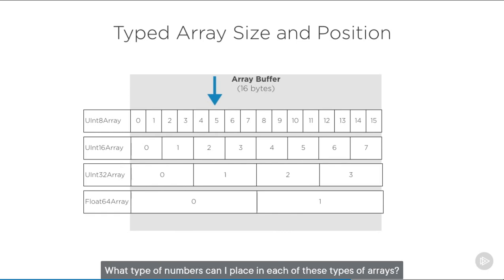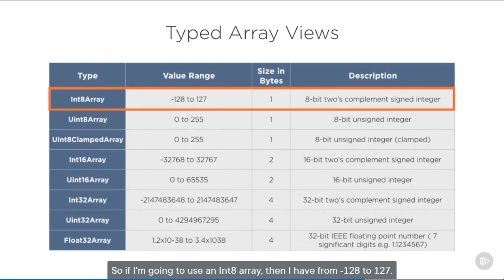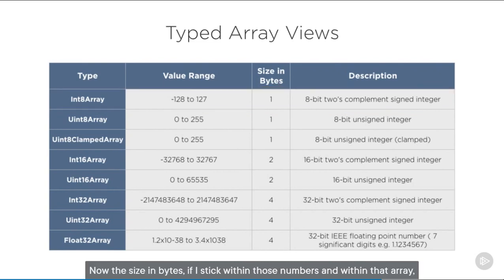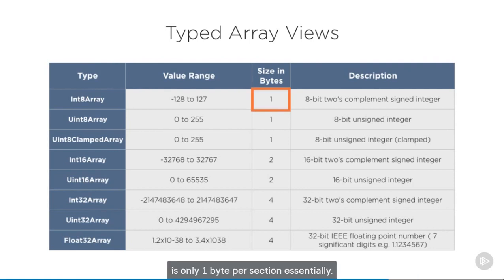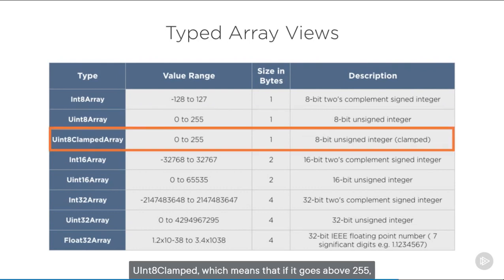What type of numbers can I place in each of these types of arrays? Well, that depends on the array that you're actually using. So these are the different types of arrays that I can create. So if I'm going to use an int8 array, then I have from negative 128 to 127. If I try to place anything like 128 or anything above there, it won't happen. I'll run into some different errors there. Now, the size in bytes, if I stick within those numbers and within that array, is only 1 byte per section, essentially.